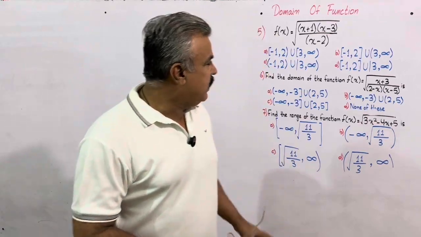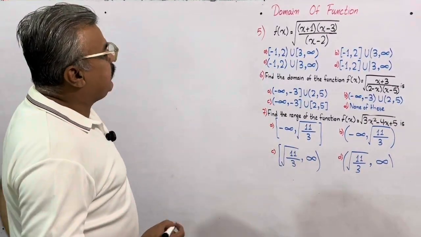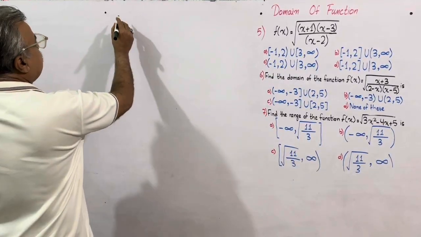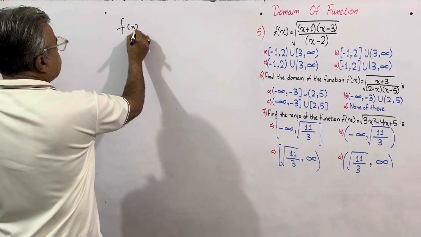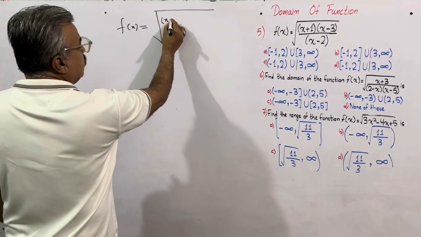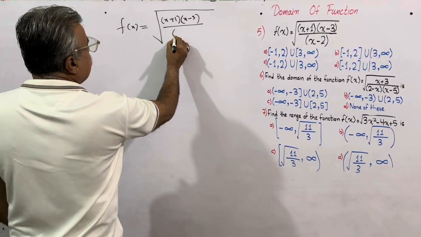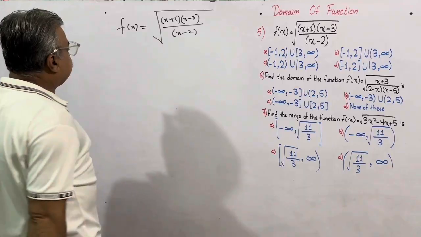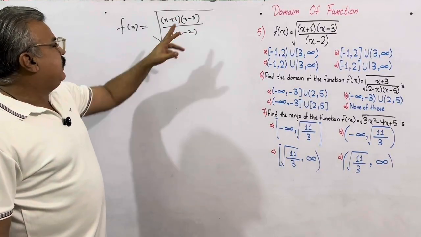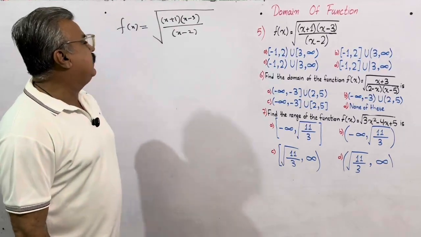Let's move. Our question number one is f of x is equal to the square root of x plus 1 times x minus 3 divided by x minus 2. In that case, f of x is the square root of (x plus 1)(x minus 3) divided by (x minus 2). Now here is a denominator as well as a square root. First we settle down the denominator.